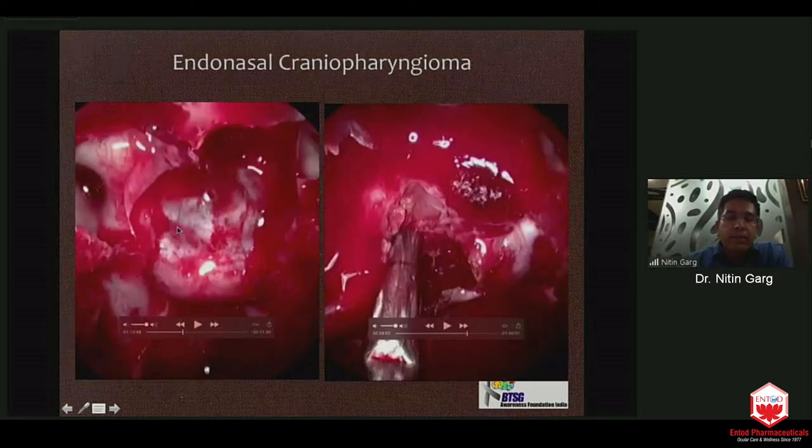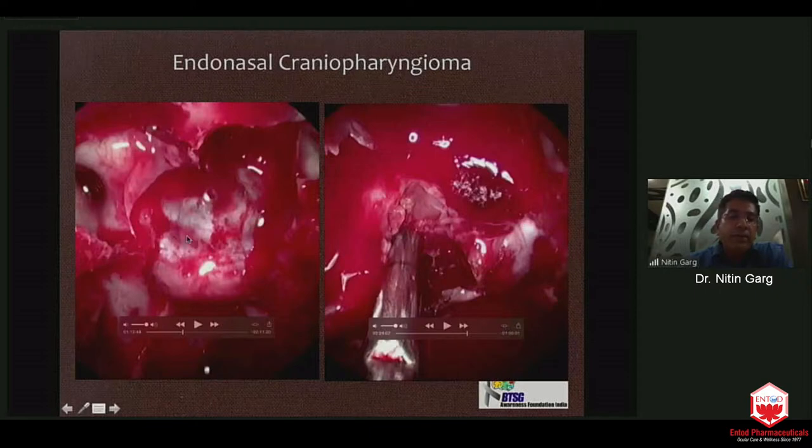This is another case, a separate case. I have not put up the images just to highlight that pituitary is an extra-arachnoid disease. So you don't open the arachnoid, but this was a craniopharyngioma. Most of the craniopharyngiomas are done transcranially, but there are some craniopharyngiomas which can be done endonasally, predominantly if they are in the sellar suprasellar area.